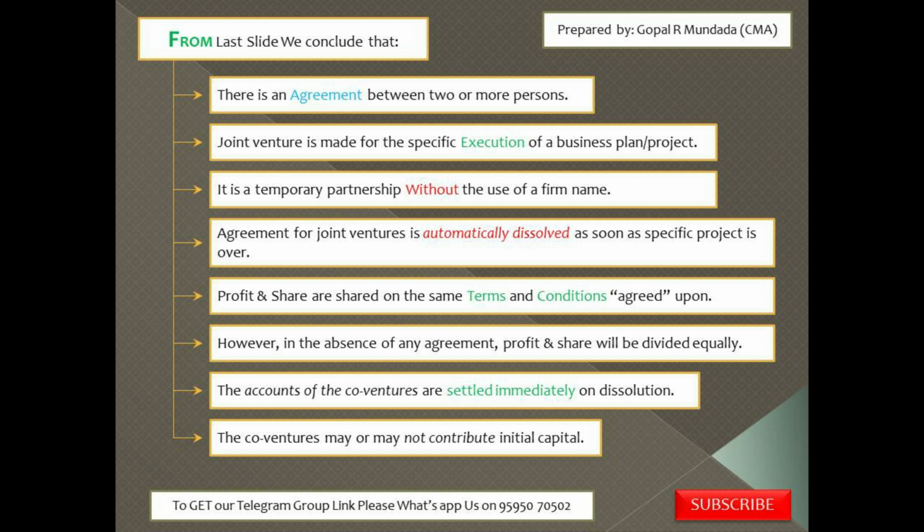So next is, it is a temporary partnership without the use of a firm name. This is already discussed. Next, the agreement of the joint venture is automatically dissolved as soon as the specified project is over. This we already discussed. Next is, profit is shared on the same terms and conditions agreed upon. However, in the absence of any agreement, profit and loss will be shared equally. Next is, the accounts of the co-venturers are settled immediately on dissolution. This is already done. Next is, the co-venturer may or may not contribute initial capital.